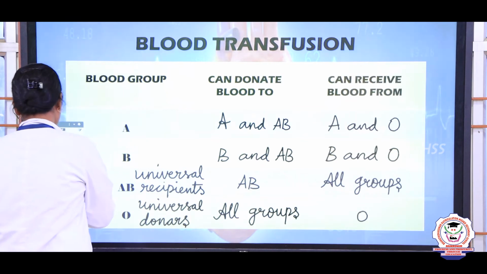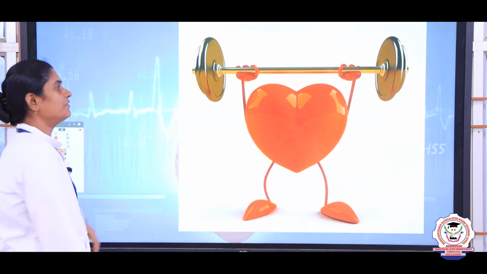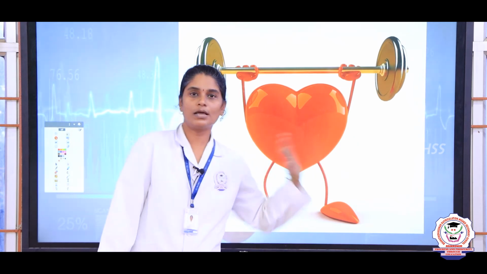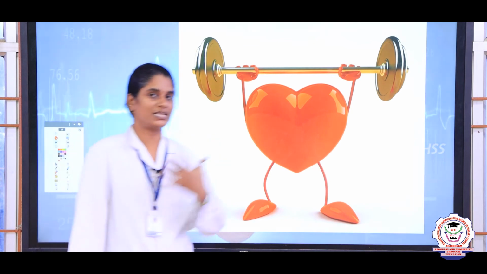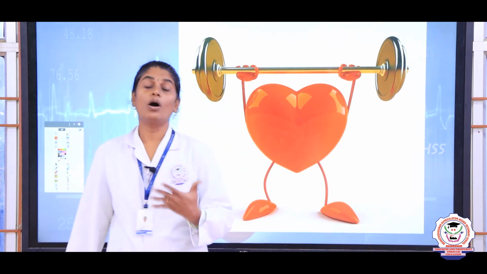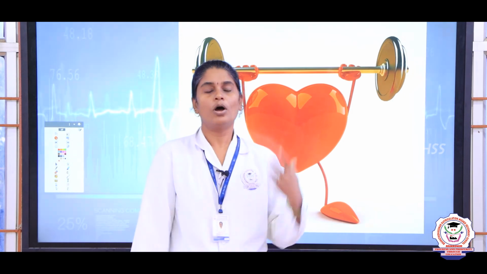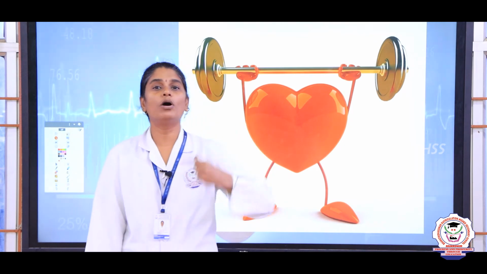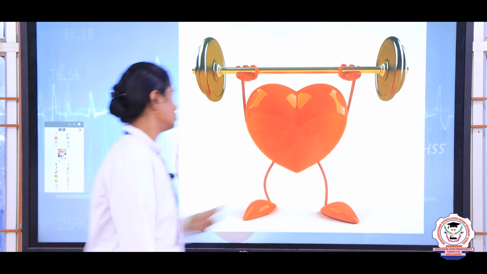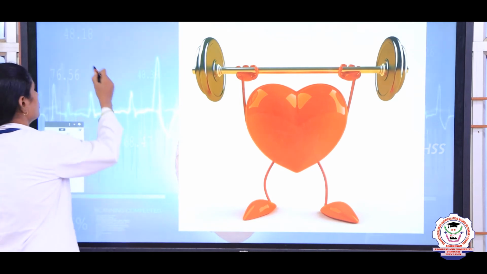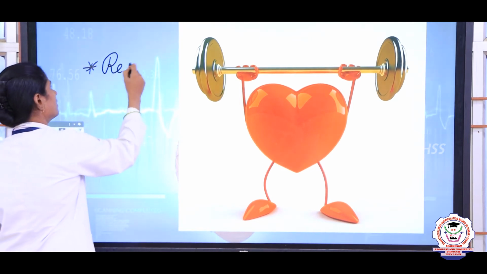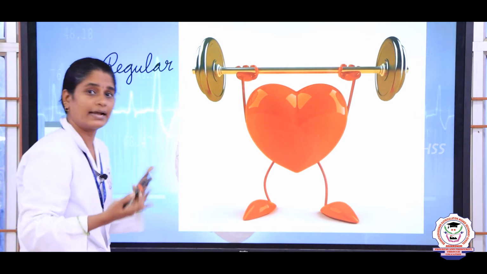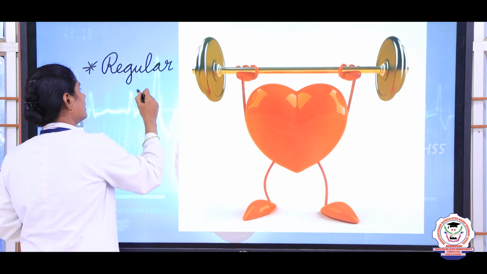Okay. Now, next we will see how we have to keep our heart healthy, right. So, till now we learned about the blood groups and blood transfusion, right. So, now we should know how to keep our heart healthy. There are two ways to keep your heart healthy. The first one is you have to involve yourself in regular exercises. Once we do regular exercises, we can keep our heart healthy. Regular exercises, or it can be physical activities. Okay.